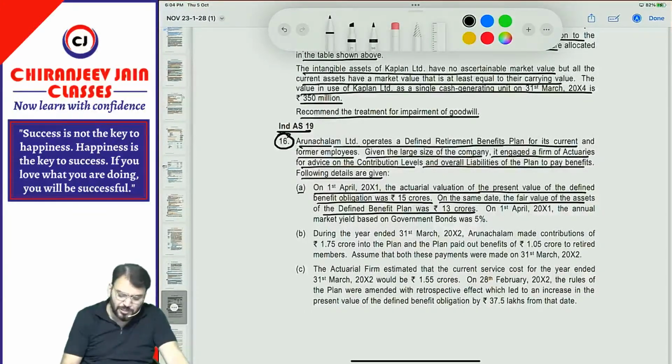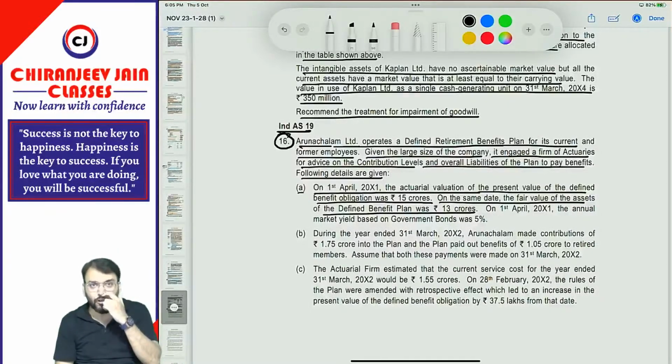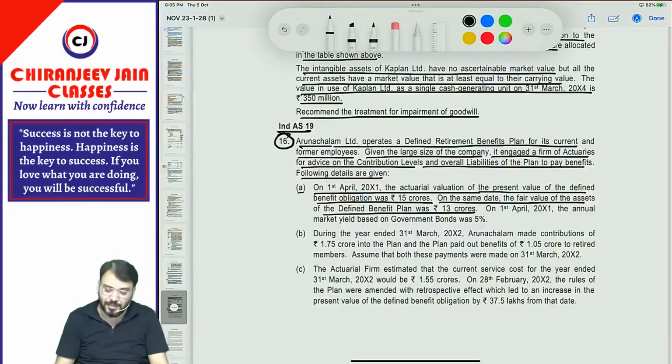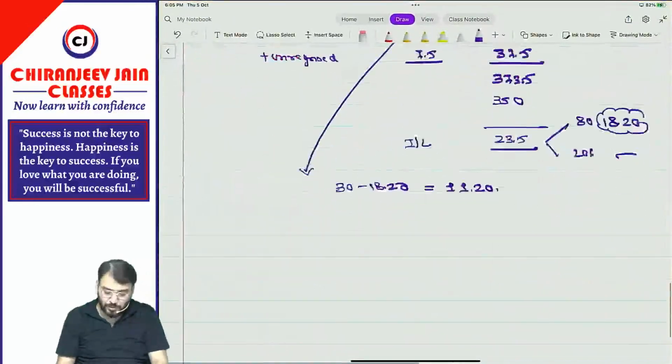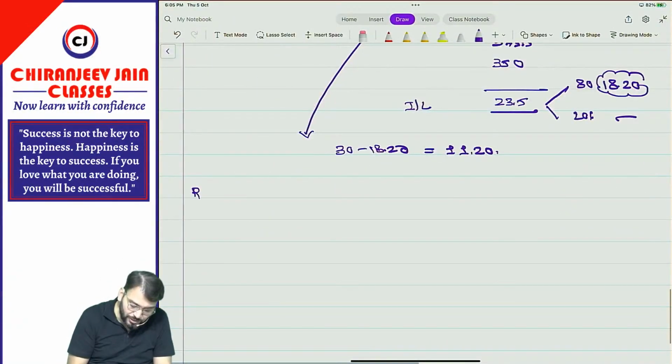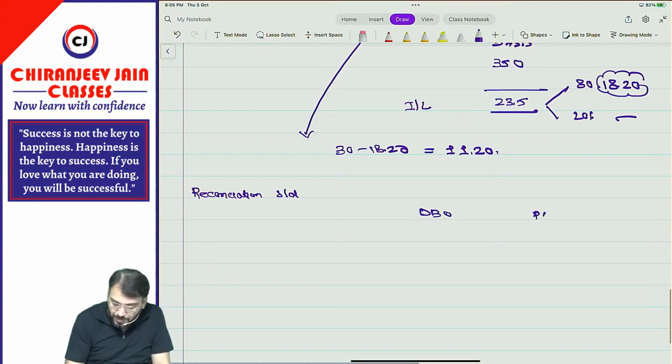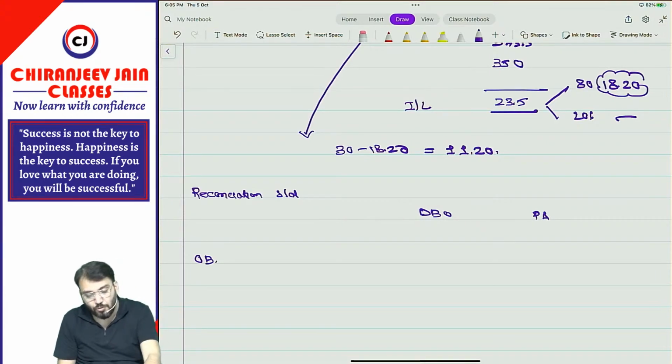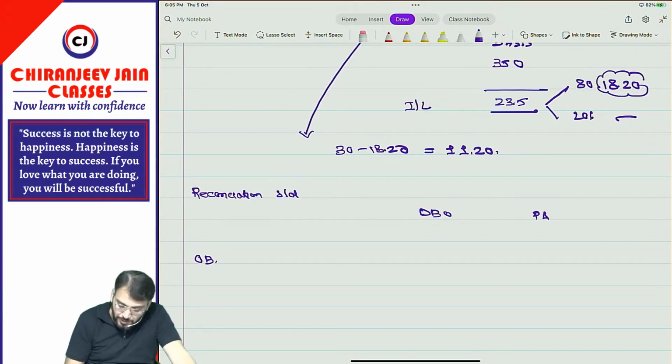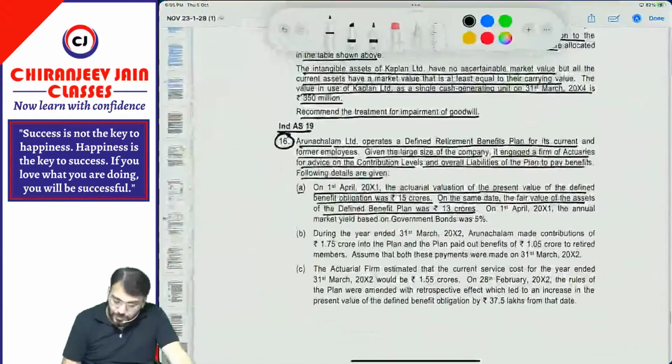Correct. So what we should do in this question, we need to find out actuarial gain or loss on DBO as well as on plan asset. So we'll make a reconciliation statement for DBO and plan asset. So what is the opening balance given? It is 15 crore and 13 crore. Okay, sir? Yes, sir.